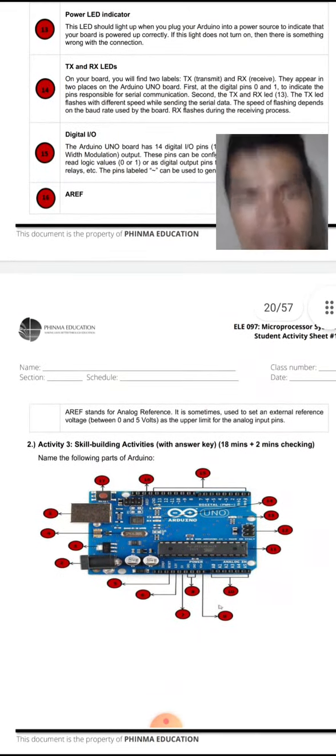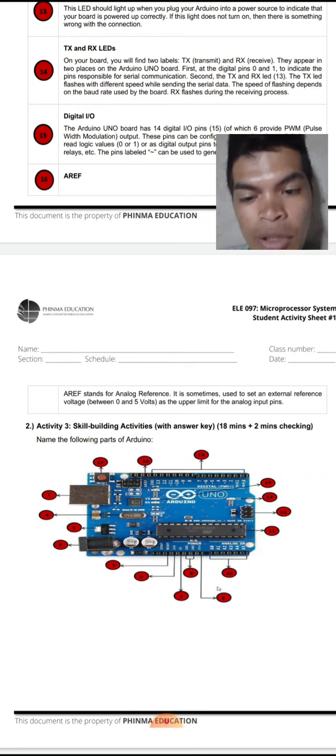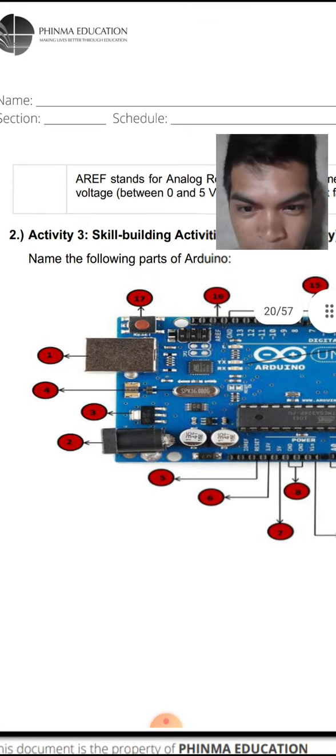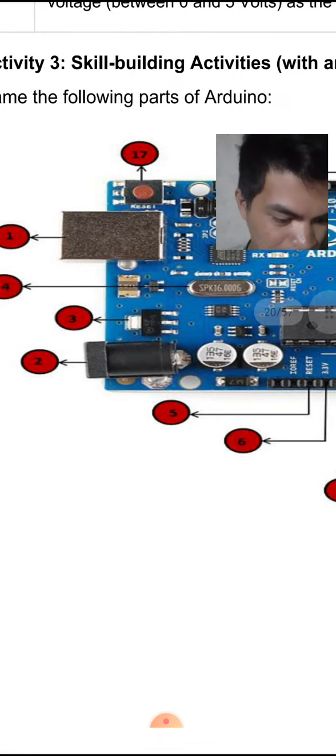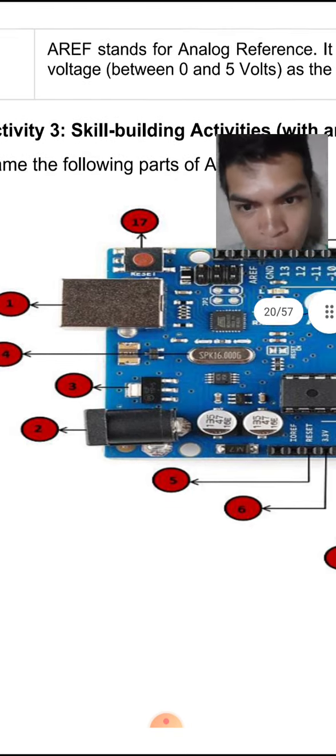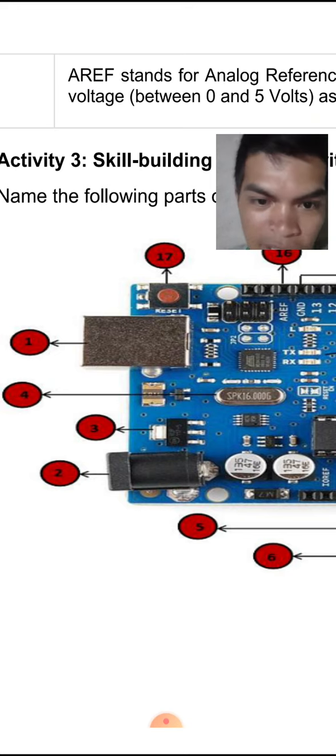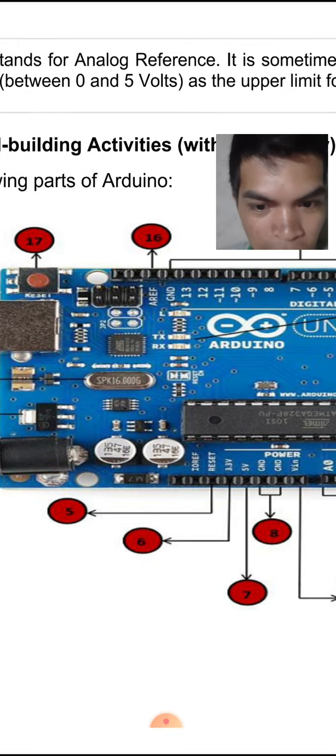And now we are in activity number 3. We will label the Arduino board. So first, we have power USB. Second, number 2 is power or barrel jack. Third is voltage regulator. Number 4 is crystal oscillator. Number 5 is the Arduino reset.